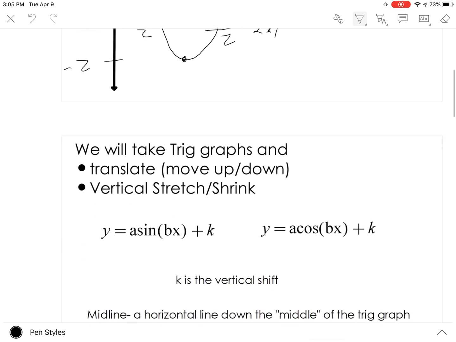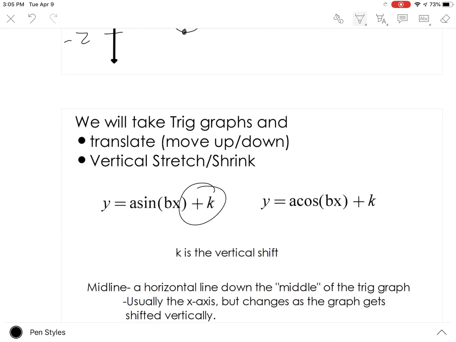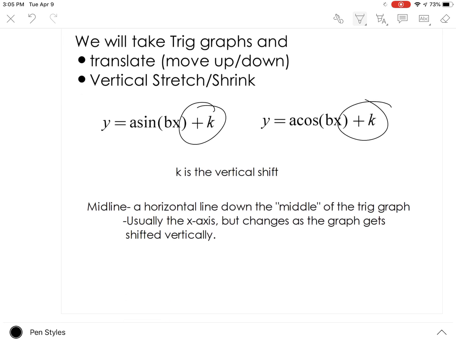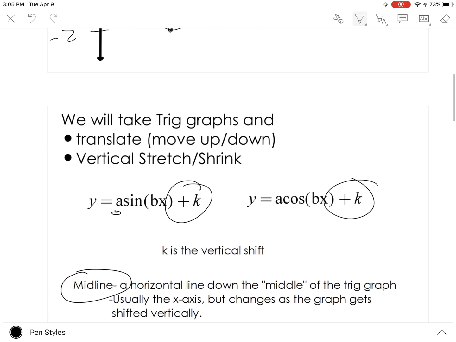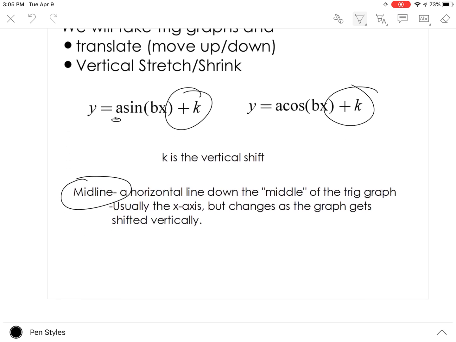What we're going to start doing is translating and moving them up or down. Don't worry, we're never going to move them left or right, so that k is going to be your vertical shift. What we're also going to have is your reflection. So now if a is negative, it might flip it upside down. This midline, right now it's always been the x-axis. I'll go back up to this one, the midline would be this line right here, and that's the line that we would measure the amplitude from. We can move the midline along with the rest of the graph, because if we shift it up plus k, not only will we be moving all the points of the trig graph, but we'll also move the midline too.